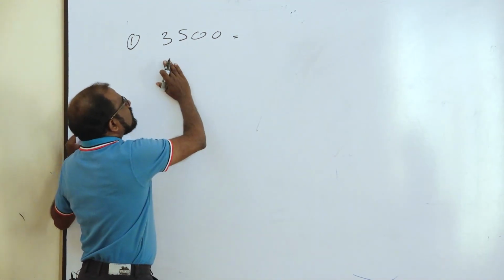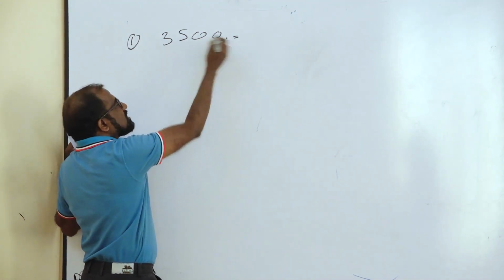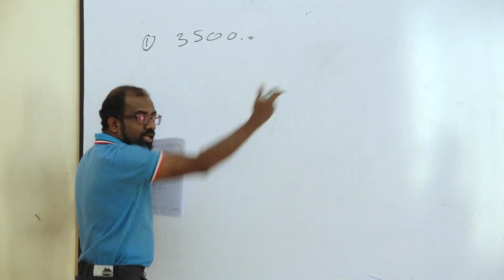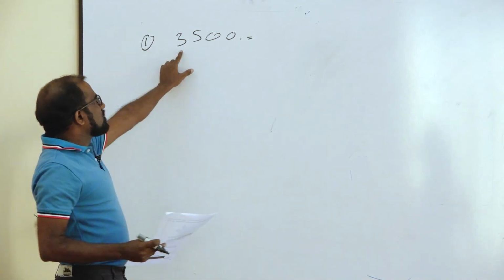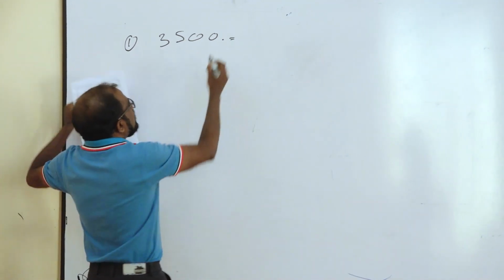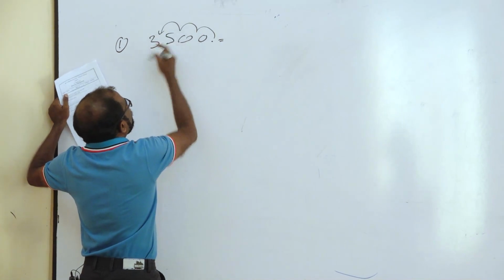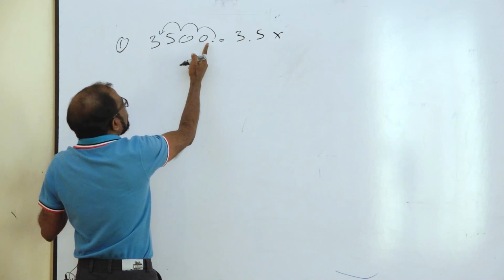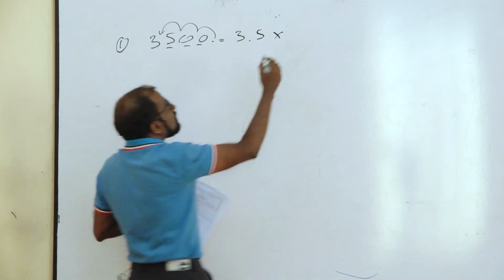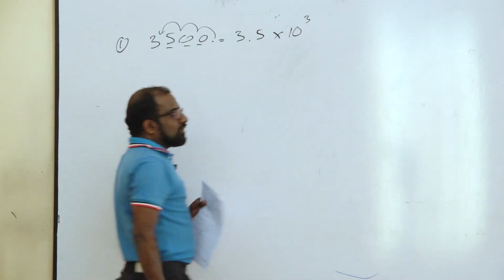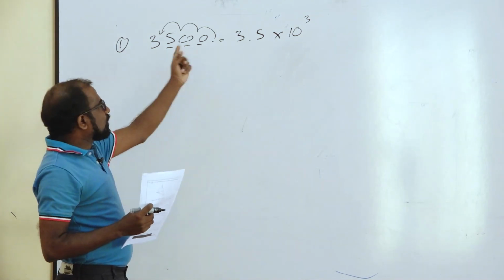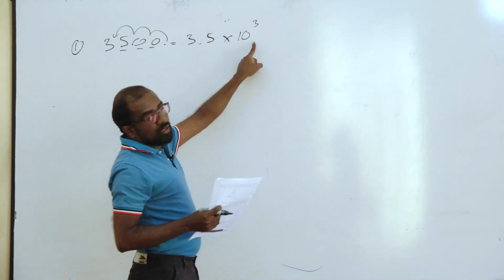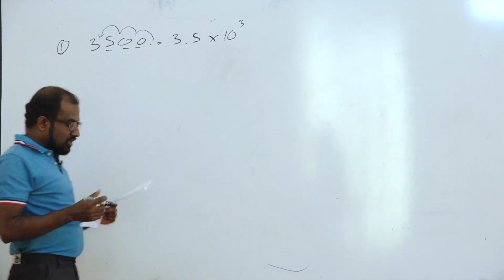At the moment, this is a whole number, so the decimal point is here. If it's a whole number, the decimal point is located at the end of the number. When you convert this number to a number between 1 and 10, the decimal point should be shifted here: 3.5. You shift the decimal point 3 times, that means 10 to the power 3. 10 to the power 3 is 1000, and 3.5 multiplied by 1000 gives you the answer 3500.